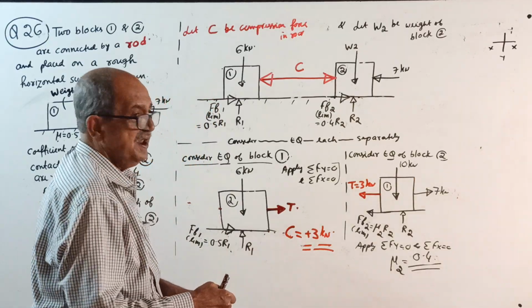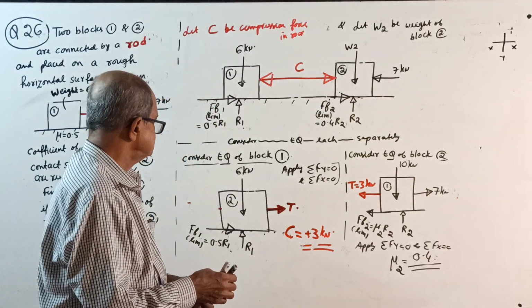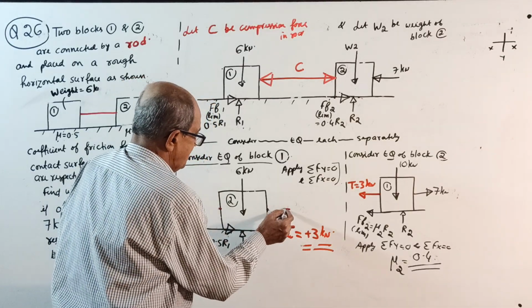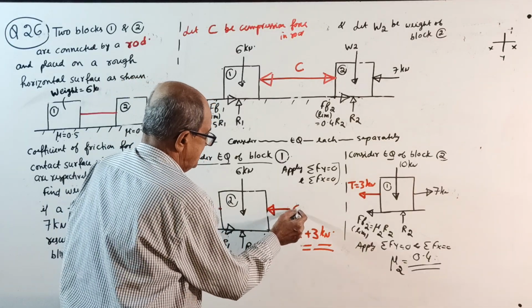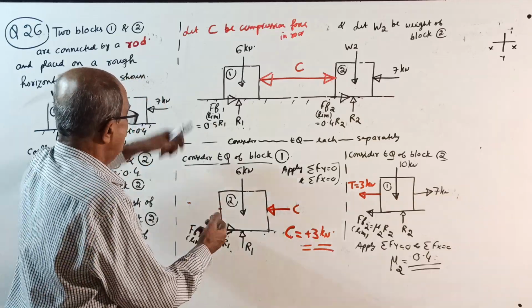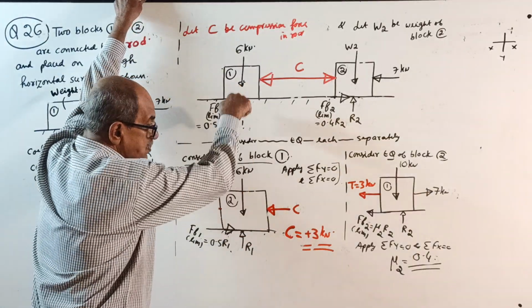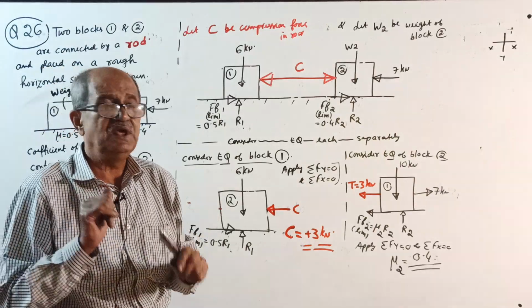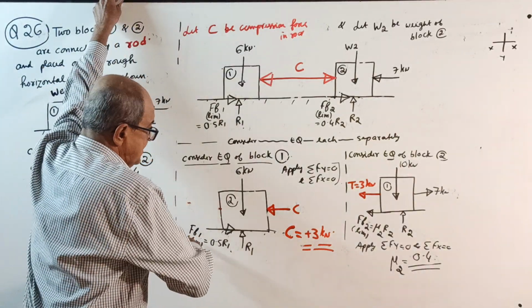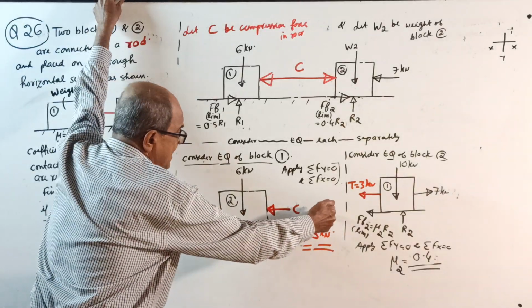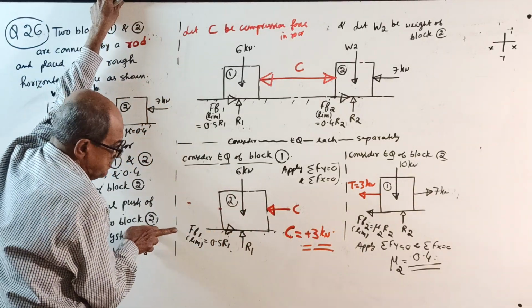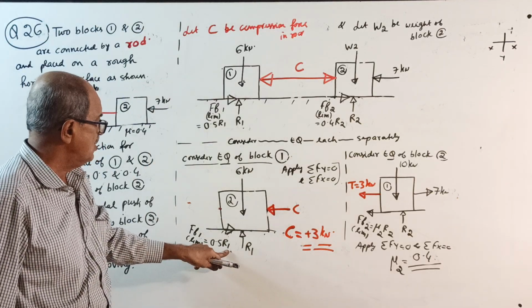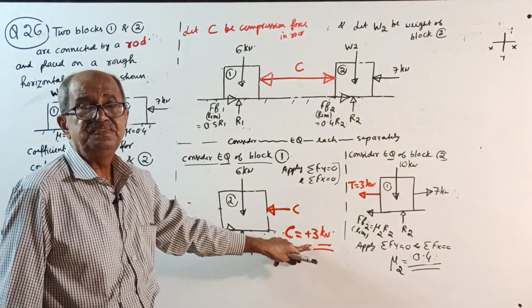I'll read slowly now. Oh, sorry, not tension, compression. Okay. Sometimes it happens. I think I'll take care. So start. Plus R1 minus 6 equal to 0. R1 equal to 6 kilonewton. Then sigma Fx equal to 0: minus C plus 0.5 R1 equal to 0. Substitute R1 equal to 6. C will come 3 kilonewton.